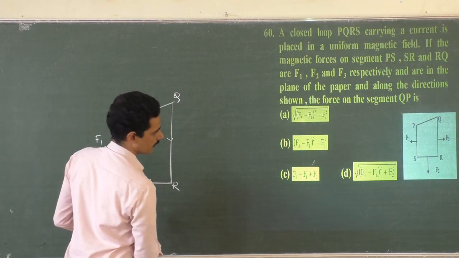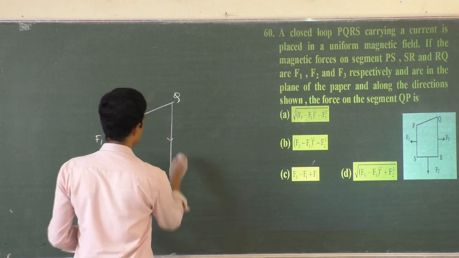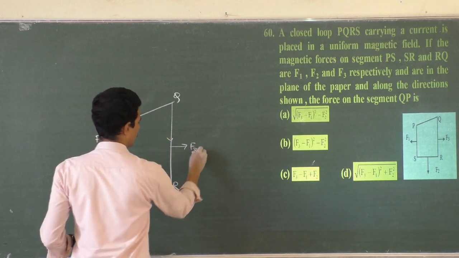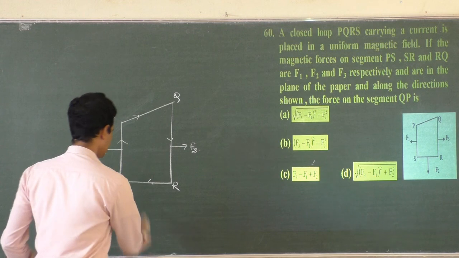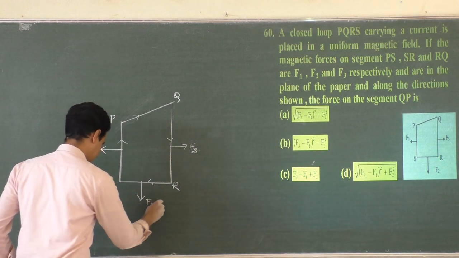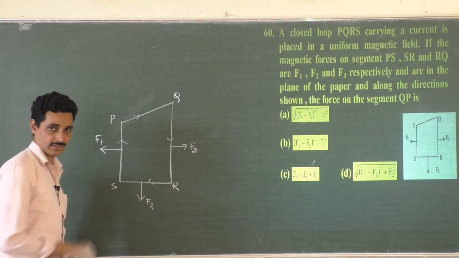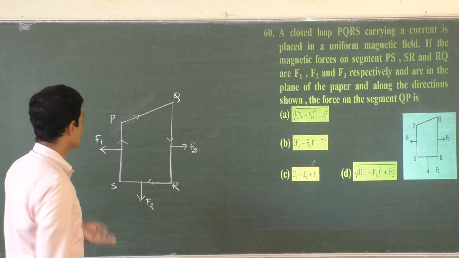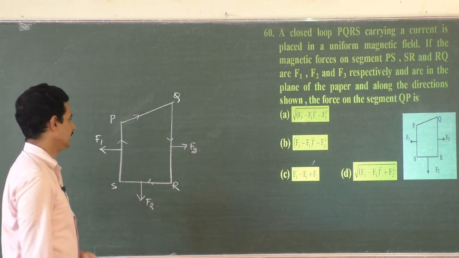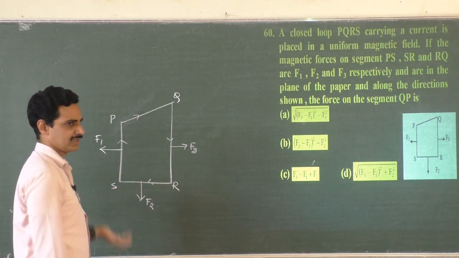and force on this is F3 and force on the RS segment. Very easy problem. Only the thing is you must understand how it should be cracked down first of all. The question is, what is the force on PQ? And force on PQ should be in some other direction.